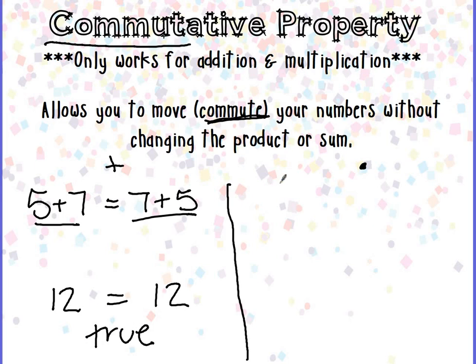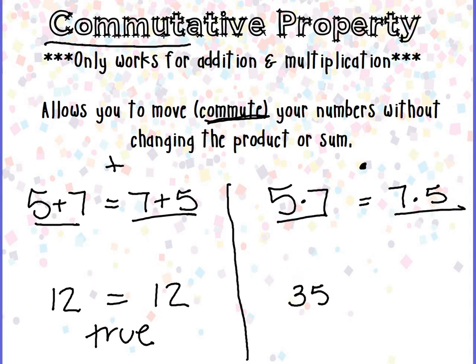The same thing works for multiplication. If I have 5 times 7, I can use the commutative property and say that 7 times 5 is also the same thing. It's equivalent. So again, one expression, two expressions. 5 times 7 gets me 35. 7 times 5 gets me 35 as well, making this true.